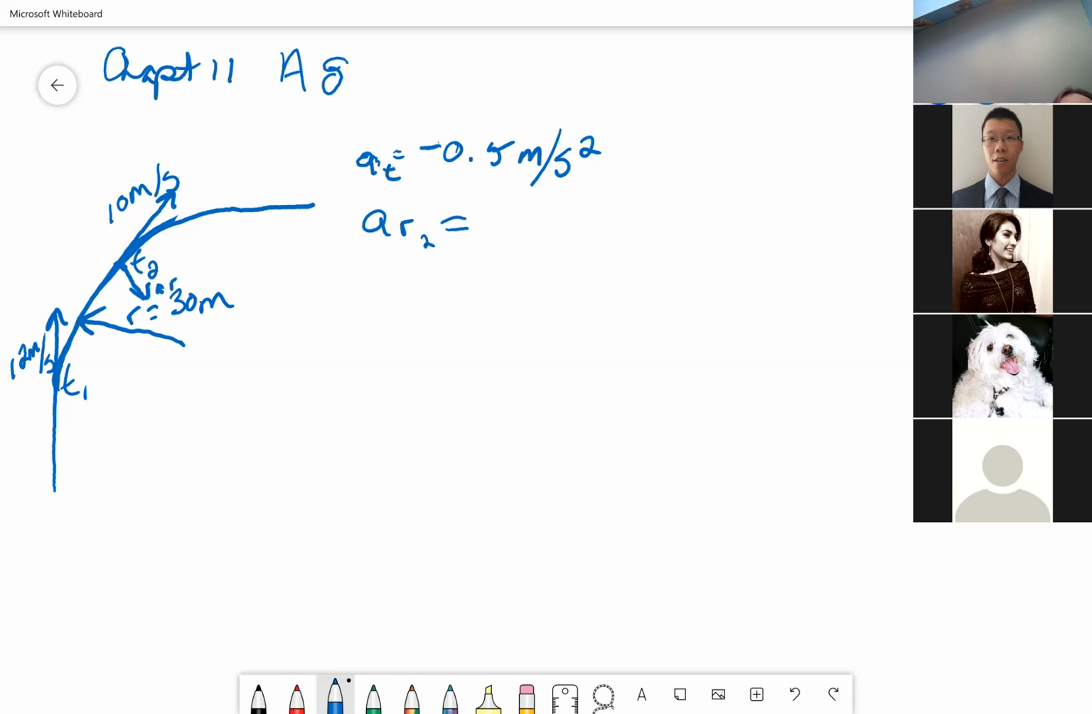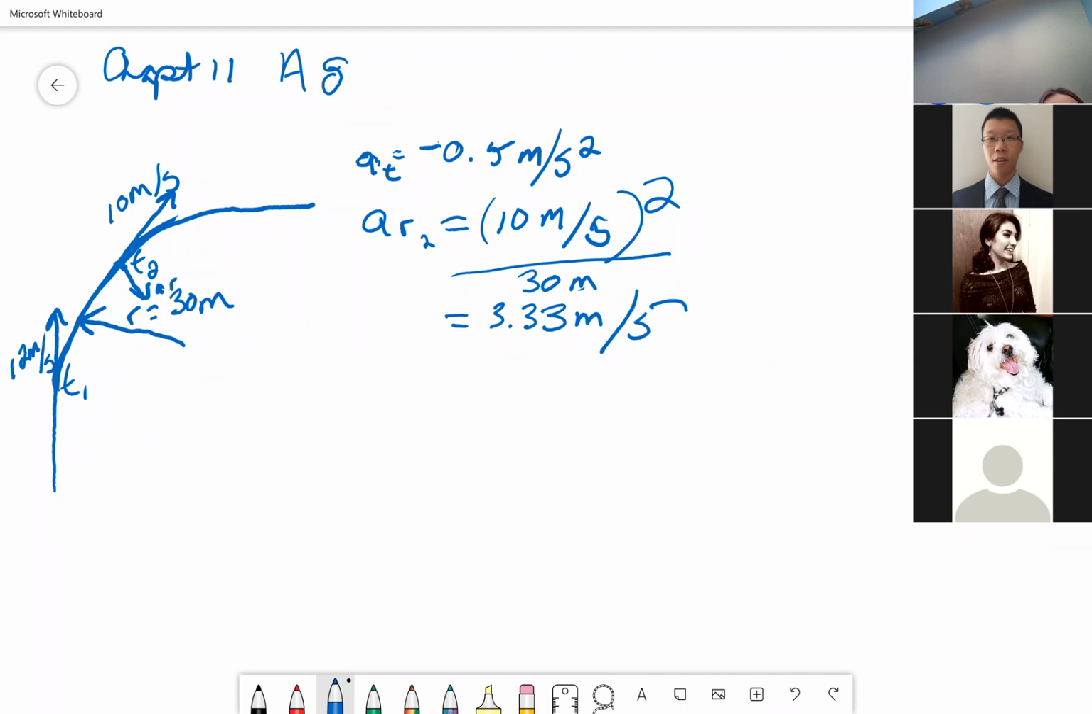And the radial acceleration at time 2, when it's 10 meters per second, is going to be 10 meters per second all squared, divided by the radius, which is 30 meters. So we've got 100 meters squared per second squared, and one of the meters will cancel and we'll be left with meters per second squared. And 100 divided by 30 is 3.33. Any questions on that one?